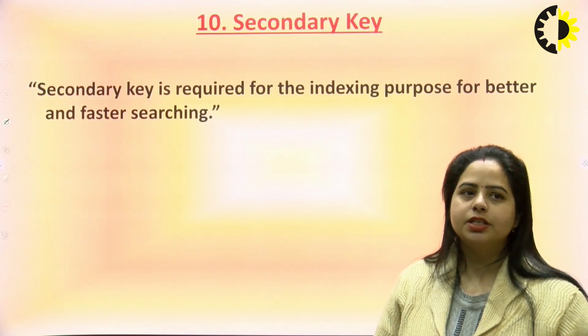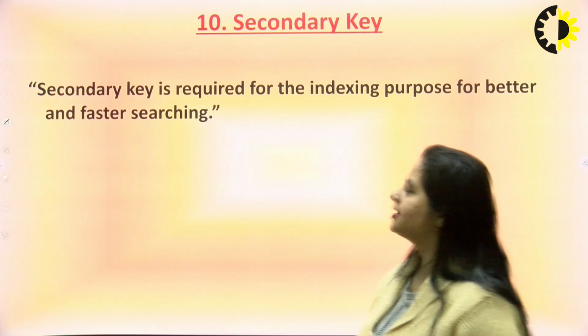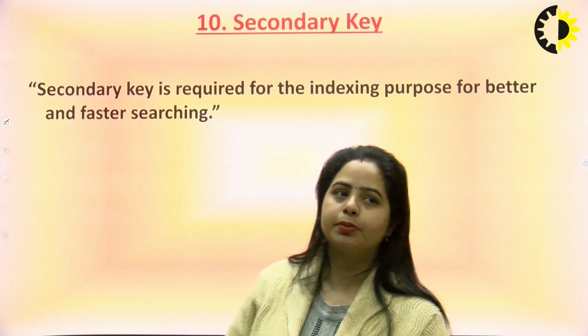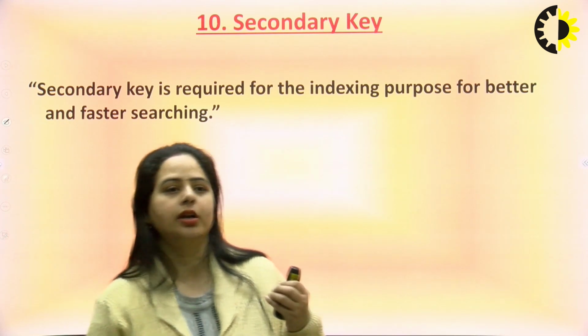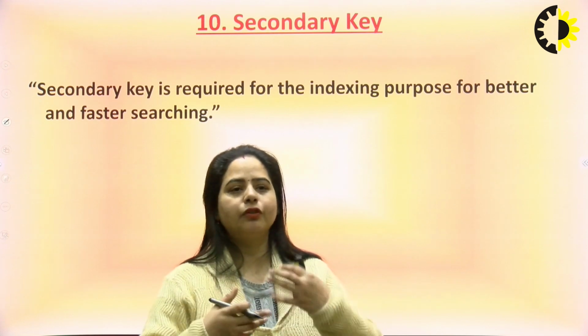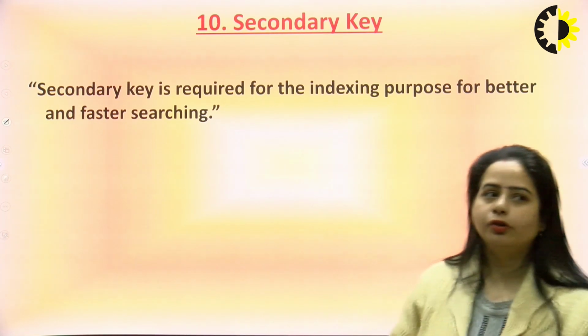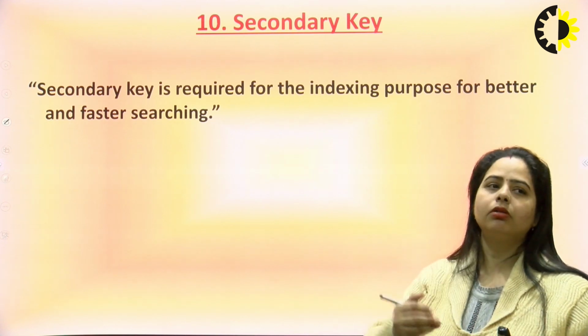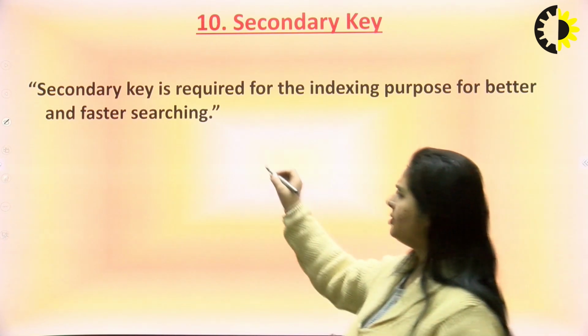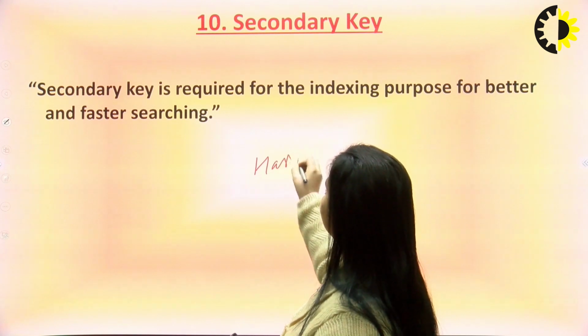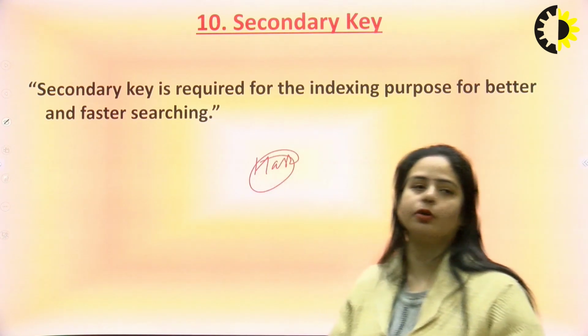The very last one is your secondary key. A secondary key is required for indexing purposes for better and faster searching. This also uses the concept of hashing. It is not that important from the university point of view, but it is a concept, so you may need to know what a secondary key is. Basically, it uses the hash property for searching the data faster from the table.